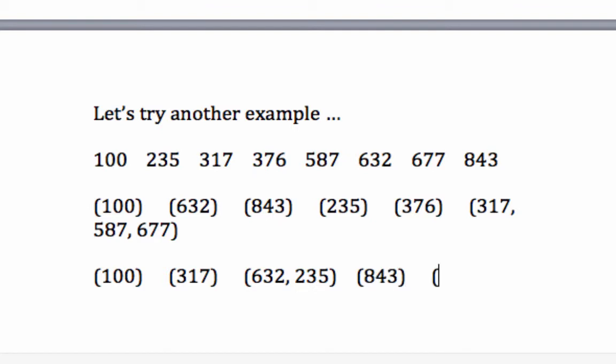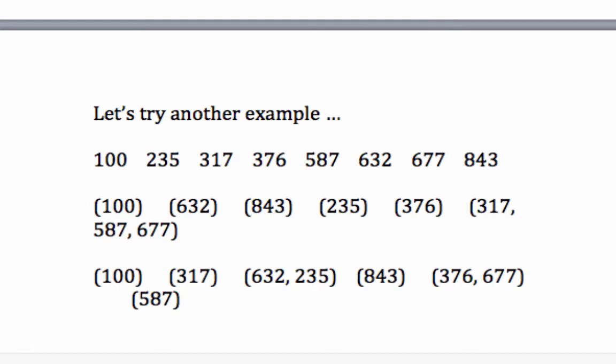Numbers that have 5 in the middle, there are none. Numbers that have 6 in the middle, there are none. Numbers that have 7 in the middle, I see 376 and 677. So 376 and 677. And then numbers that have an 8 in the middle, I see only 587. And then there are no buckets needed for numbers that have 9 in the middle. So that's the end of the second pass.